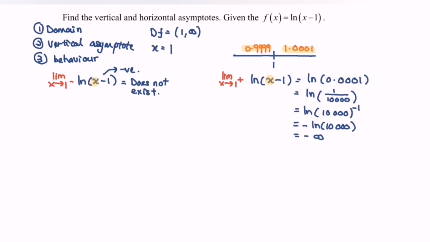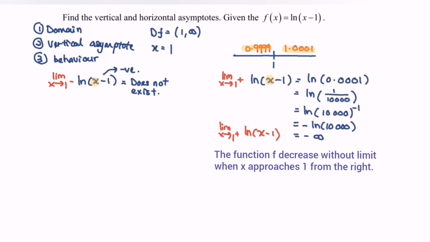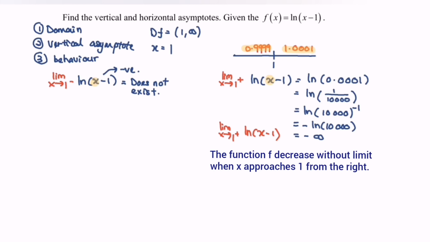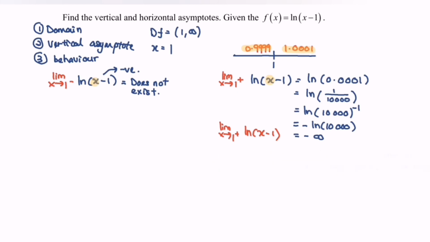So as a conclusion, the limit when x approaches 1 from the right for the function ln(x - 1) will be negative infinity. So the function f decreases without limit when x approaches 1 from the right. That will be the situation. So now the vertical asymptote is x equals 1.